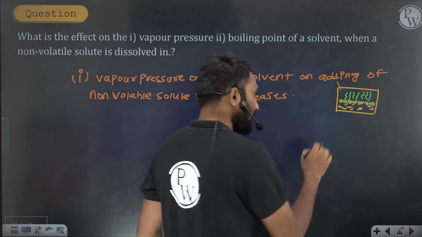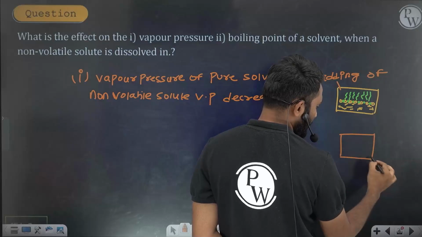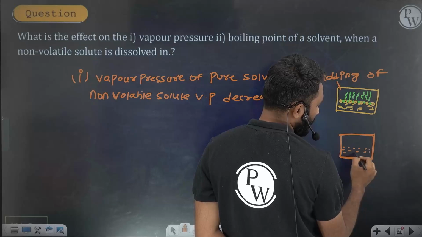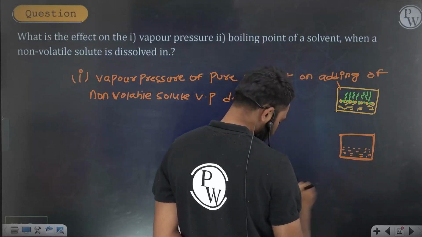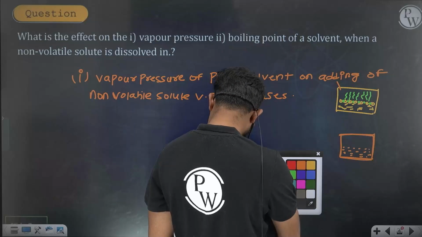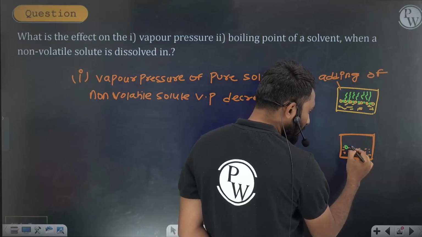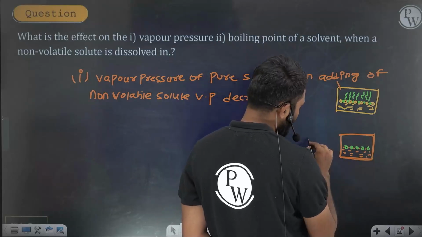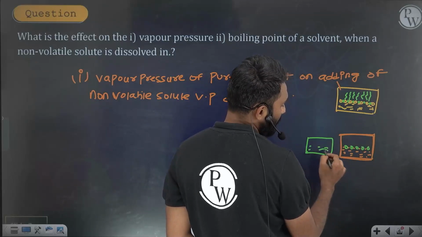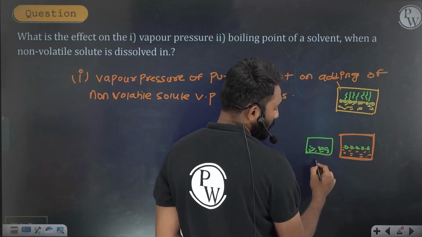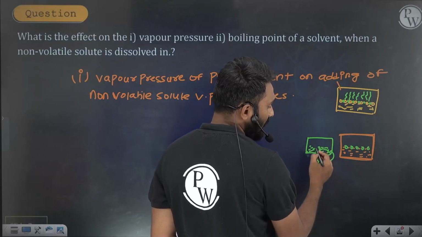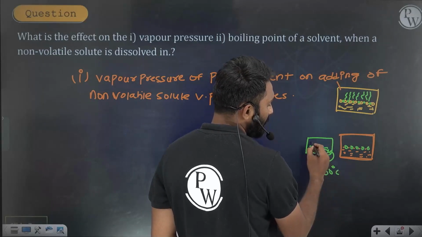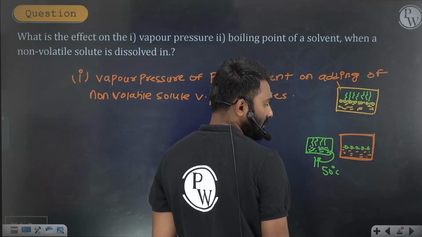Now here next, boiling point. Whatever you take, boiling point. Now this is the pure solvent. Pure solvent. Now here the non-volatile solute has been occupied. Now before, the pure solvent, now when we heat it, let us assume at 50 degrees it is converting into vapors. At 50 degrees it is converting into vapors.